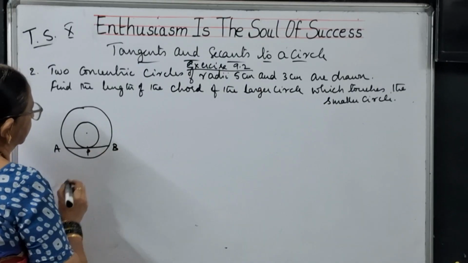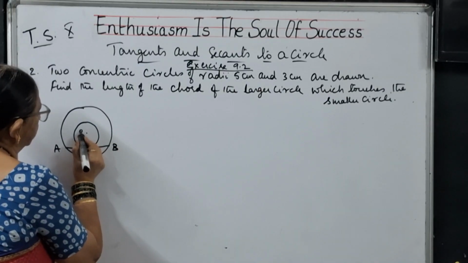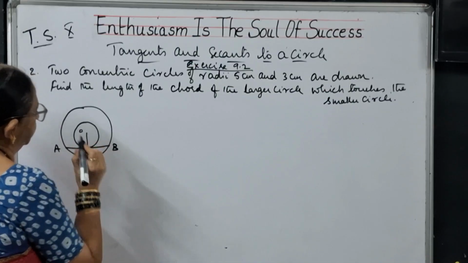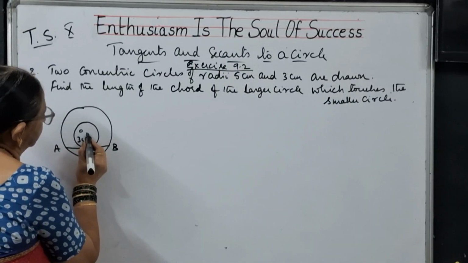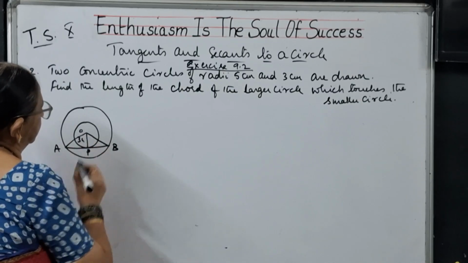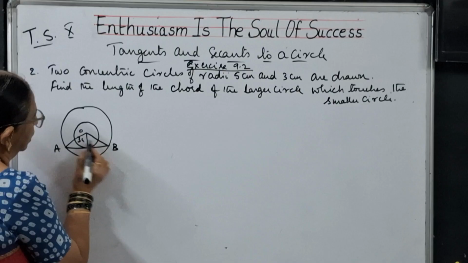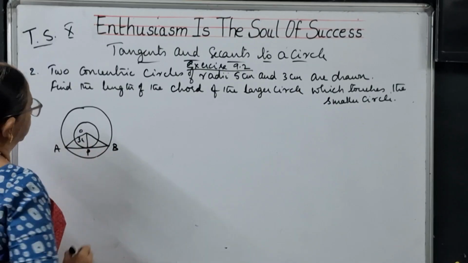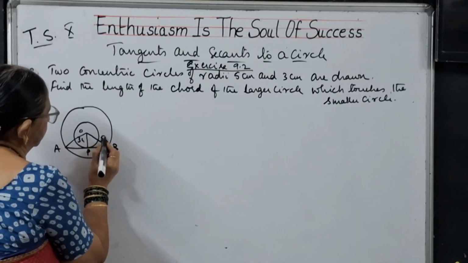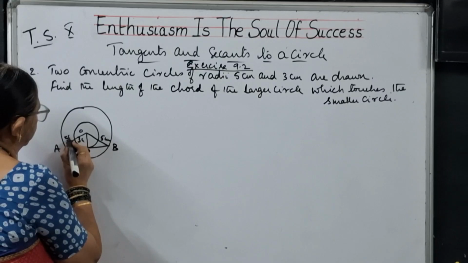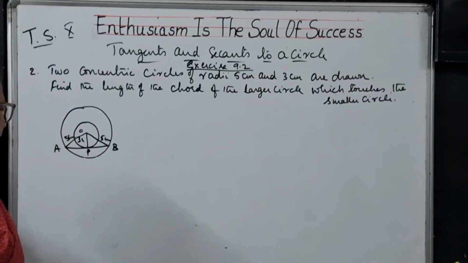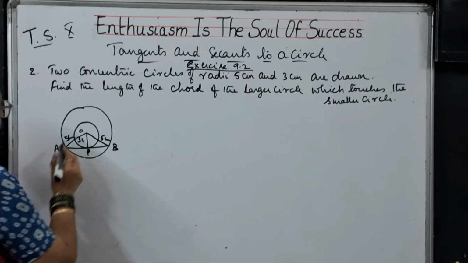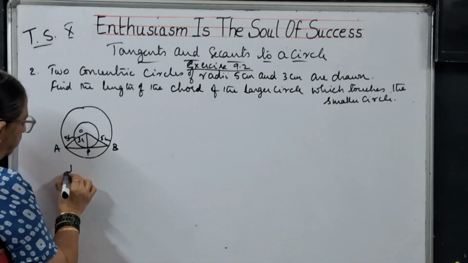P is the point of contact, and let me call this O. OP is the radius of the smaller circle, that is 3 centimeters, and if I join like this, I am getting two triangles. OB and OA are nothing but 5 centimeters. This is 5 centimeters, this is 5 centimeters because they are the radii of the bigger circle. So now let me take triangle APO.